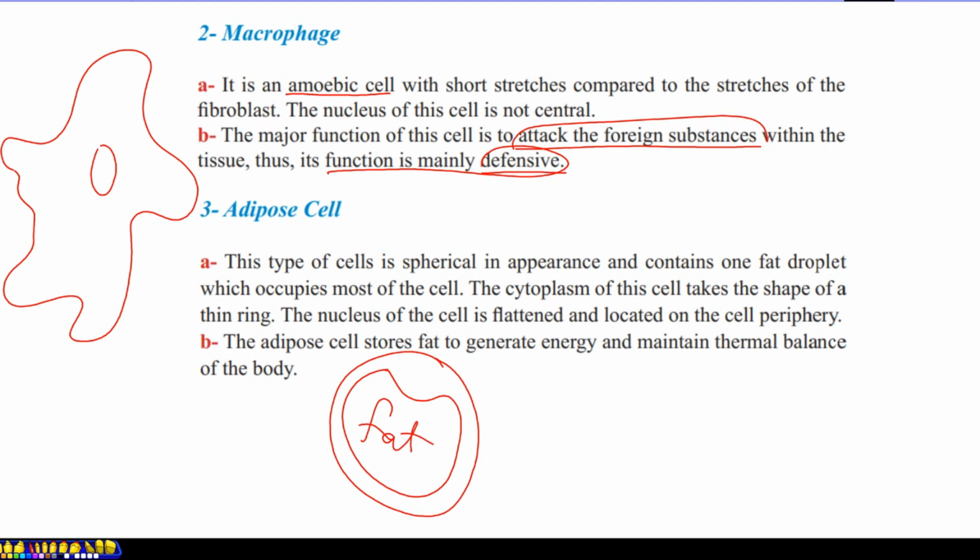So most of the cytoplasm is occupied by this fat. The cytoplasm of the cell takes a ring shape, the part which remains between the fat drop and the plasma membrane. The nucleus of the cell is flattened and located near the periphery, meaning closer to the plasma membrane. Adipose cell function: it stores fat. After this, fat can be used as a source of energy and to maintain thermal balance, because fat tissue is located mainly under the skin.